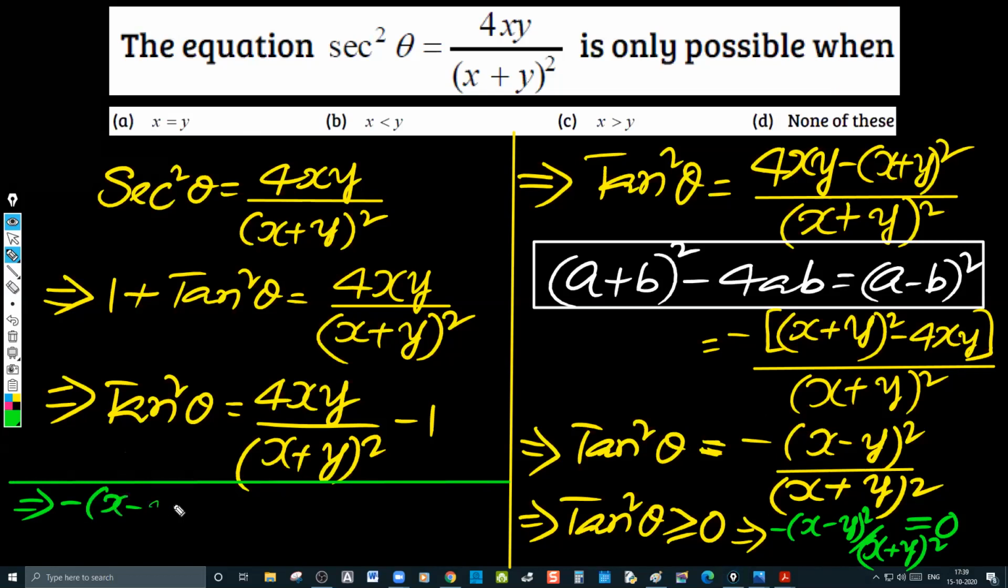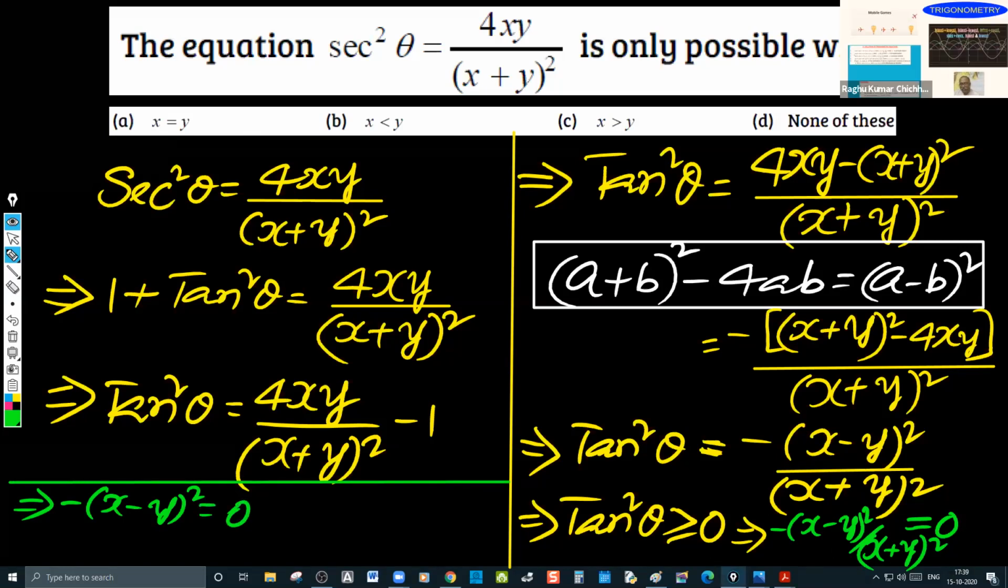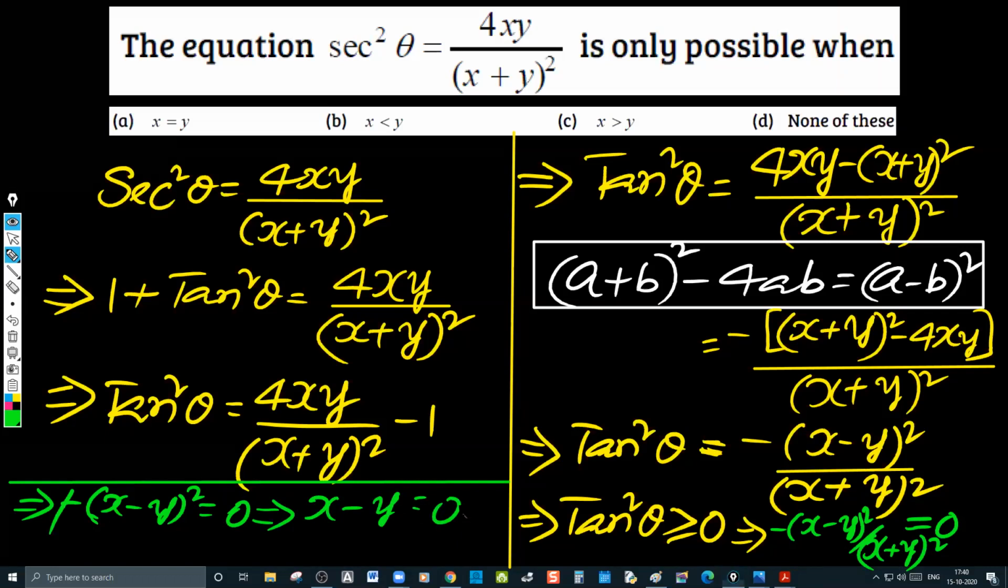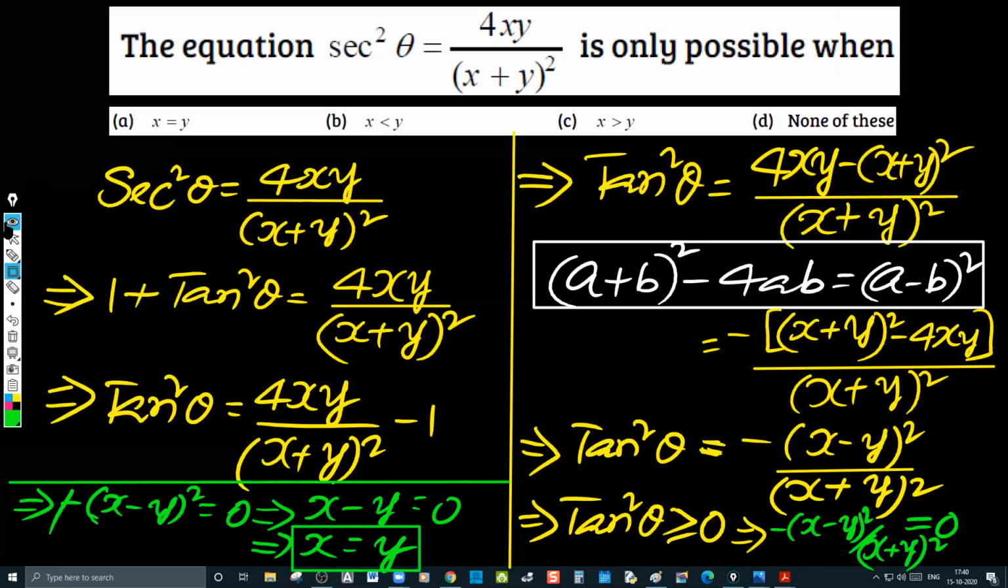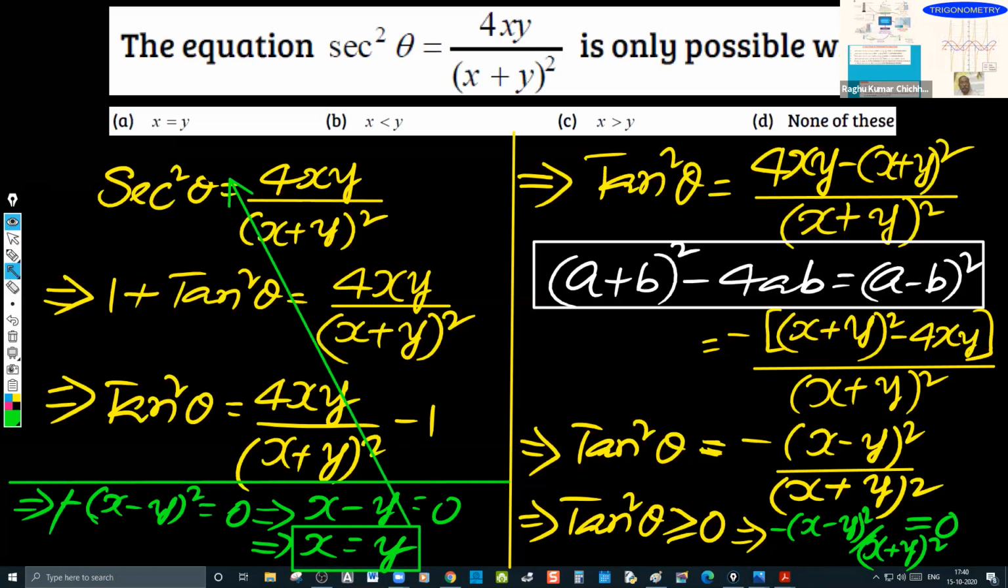Minus of x minus y whole square is equal to x plus y whole square is equal to 0 is there now. Cross multiply. Oh yeah, 0 is equal to 0. Sorry. This minus can also be neglected. Come on, tell me what is the next step. Take square root on both sides. So x should equal y then. That's it. This is a conceptual question, please. That is the answer: x is equal to y.